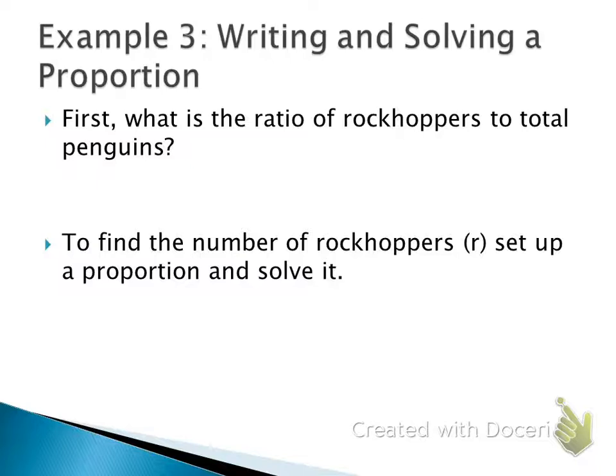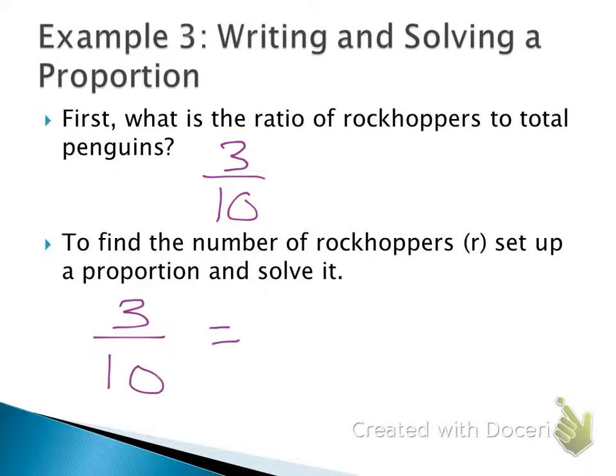Well, the first thing I need to figure out is the smaller ratio. It says that for every 3 rockhoppers, there's 3 rockhoppers to 7 African. Well, how many total penguins is in the smaller ratio? 3 rockhoppers and 7 African penguins. How many is that total in that small ratio? It's 10. And out of those 10 penguins, how many are rockhopper? 3. So my smaller ratio is 3 over 10. So I had to do a little bit of adding there. I know that rockhoppers plus the African make up 10 penguins total. And out of those 10, 3 are rockhoppers. So that's my smaller ratio.